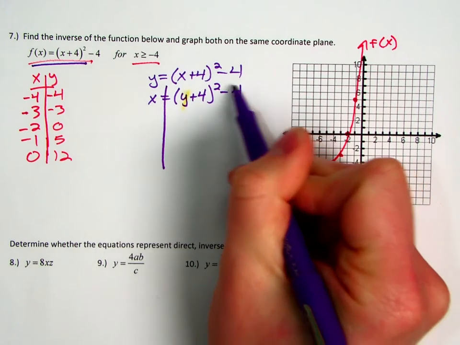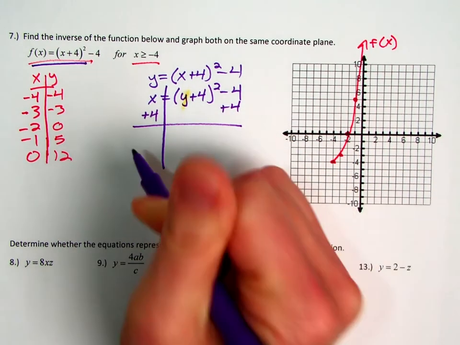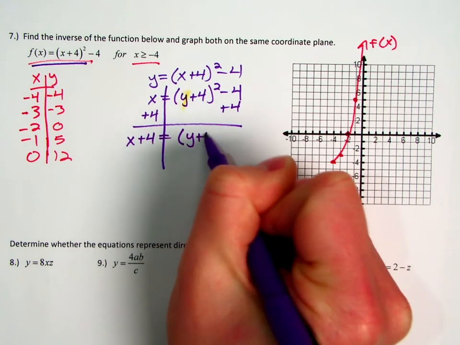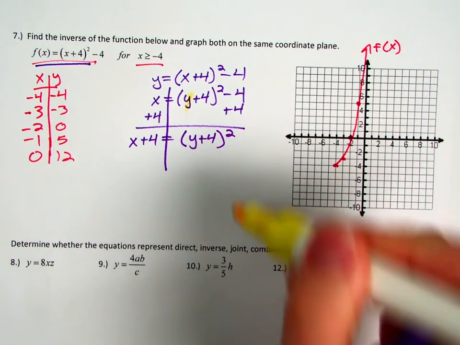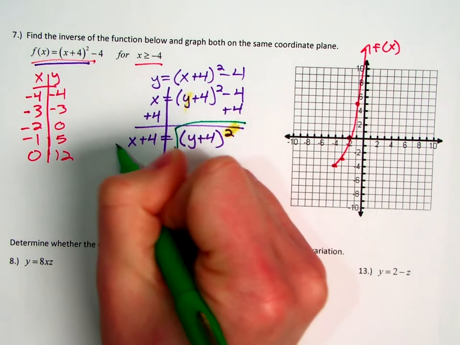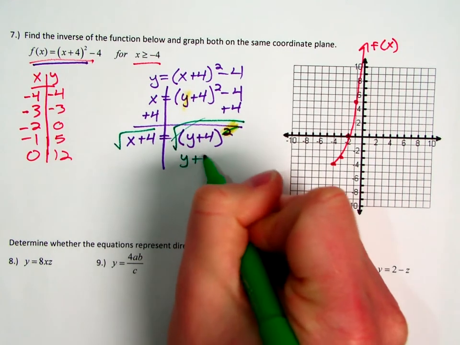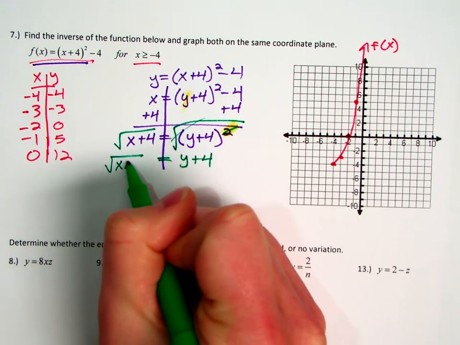In this case, we're going to get rid of what's outside of the parentheses first by doing the inverse, which is adding. So we have x plus 4 equals (y plus 4) squared. Now we can get rid of that square by taking the square root. I'm going to square root both sides so that the square root and the square cancel out. So I have y plus 4 equals the square root of x plus 4.